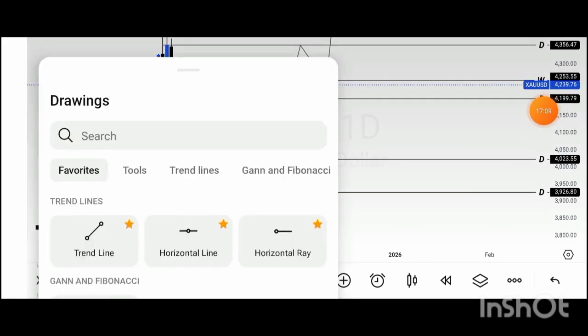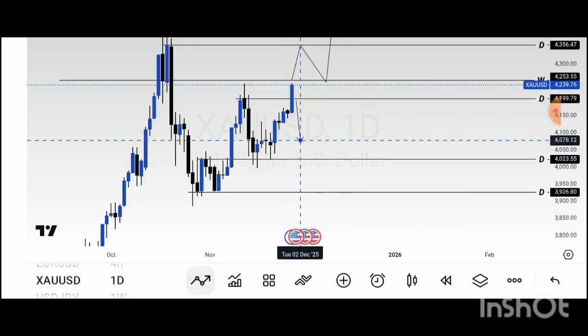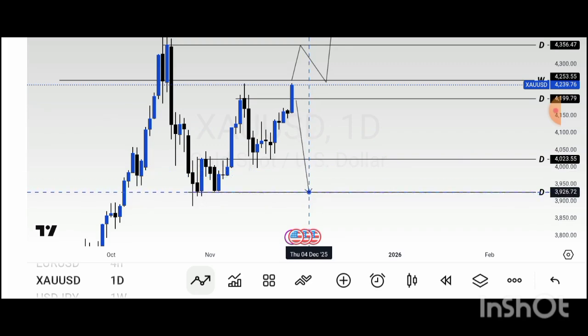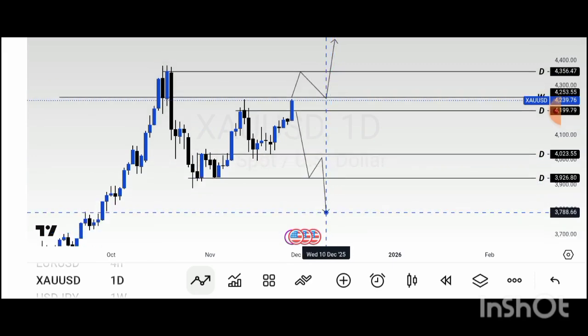But in case gold does not do that, and then gold drops down and breaks this low here, then I expect it to retest, and I'm going to short gold all the way to maybe this level.